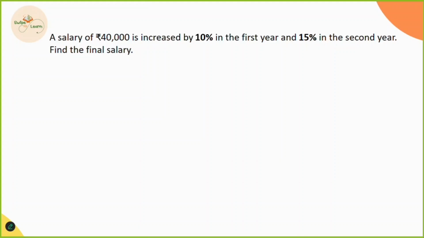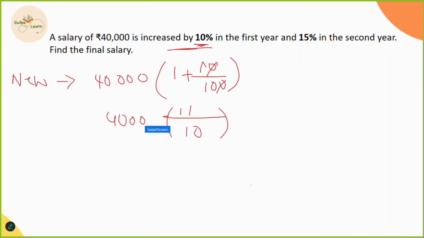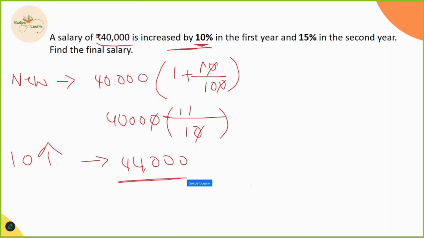Initially, first we'll apply the first increase. In the first year we get the 10% increase, right? So for that, new salary equals initial salary into 1 plus R by 100, where R is 10. We know that formula, right? So 1 plus 10 by 100; the zeros get cancelled, and 1 plus 1 by 10, the LCM will be 10, and 10 plus 1 is 11. So overall 40,000 into 11 by 10. The zeros get cancelled, and the result will be 11 fours, 44, and 3 zeros. That means after a 10% increase from the 40,000 salary, the resultant salary is 44,000.